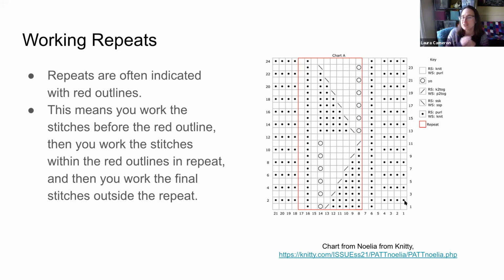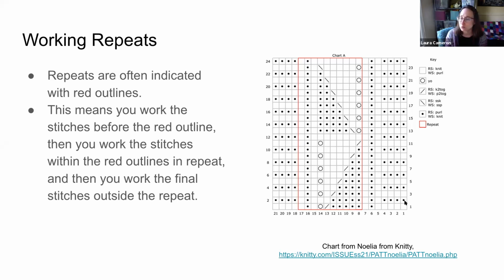So all of these rules have the little asterisk for the occasional exception, but in general, this is how things are going to look. Repeats are mostly indicated in red outlines. Remember that if you print your charts out in black and white to save on color ink, you might actually want to print your chart page in color, because sometimes there are colored things that will be important, and we'll see that in the next couple of slides.